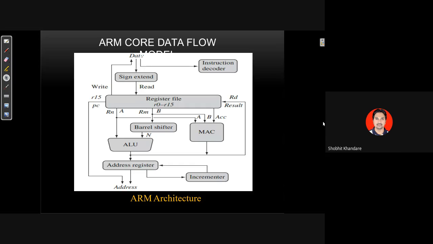Now, on your screen you will see this core data flow model, the ARM core data flow model. There are different interchangeable words. You can say ARM architecture, programming model, data flow model, ARM core data flow model, or block diagram. Whatever is asked, the figure remains the same. We are going to study this in detail now, so I want everyone to pay attention. This is important, and mostly the questions are asked from it.